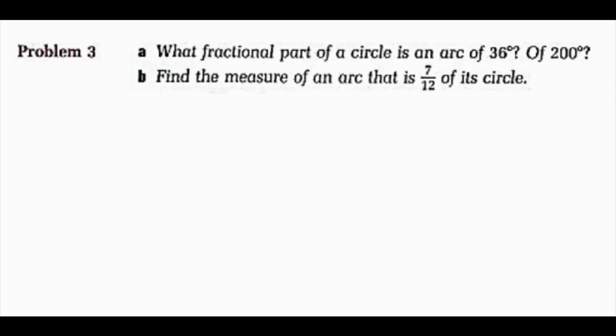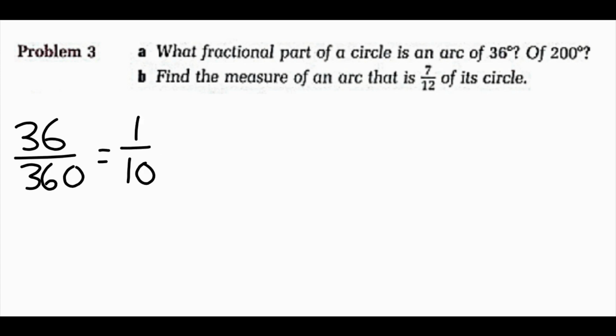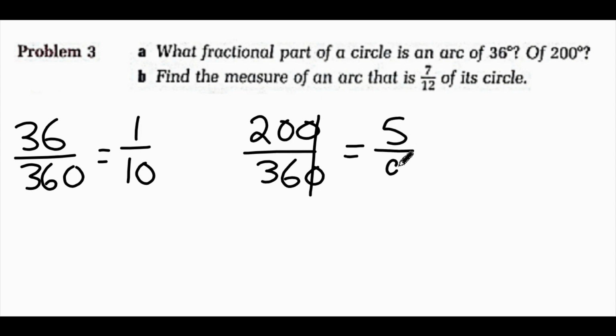Problem 3, what fractional part of a circle is an arc of 36 degrees and of 200 degrees? Now, I know the fractional part of a circle would be divided by 360. So 36 over 360 would give me that fractional part, which is 1/10. So if I'm 36 degrees, I'm 1/10 of the circle. Now, if I'm 200 degrees, 200 over 360, I could take away a 0, so 20 divided by 36. I could divide this by 4, which would give me 5/9. So if I'm 200 degrees, I'm 5/9 of the circle.